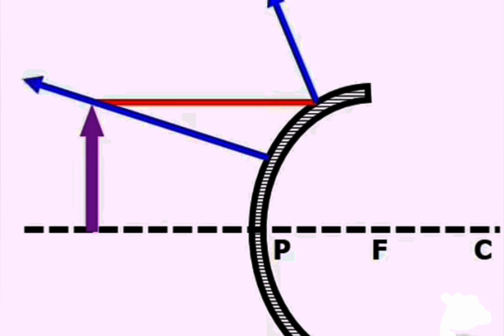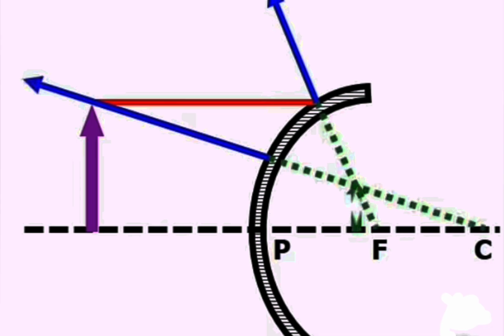Next, you draw second ray towards the center of curvature. This ray will reflect back along the same path. Here you can use dotted line also for extension to represent extension rays. Now extend the reflected rays backward. They will meet at a point behind the mirror. This point is where the image is formed. I hope you understand second ray diagram.